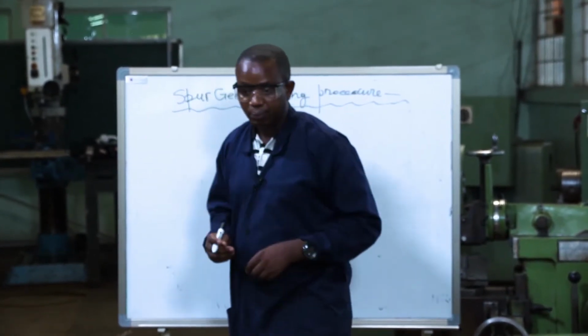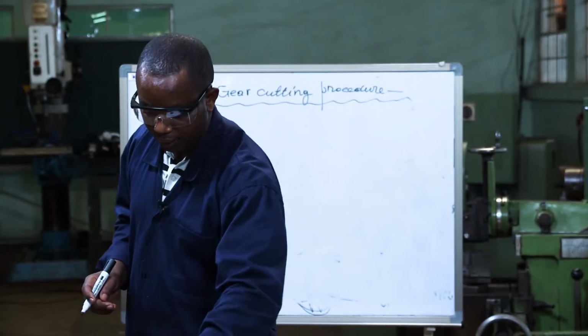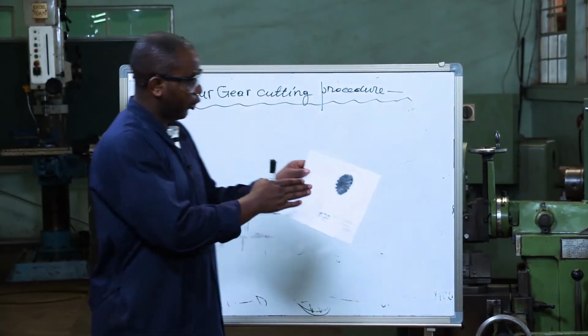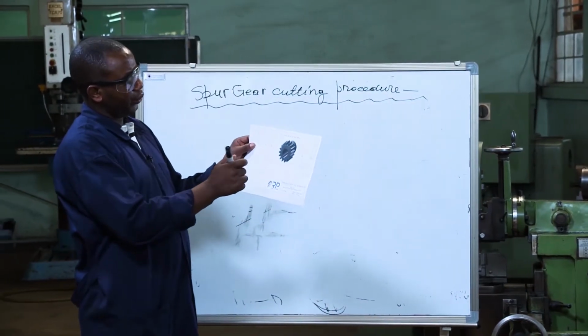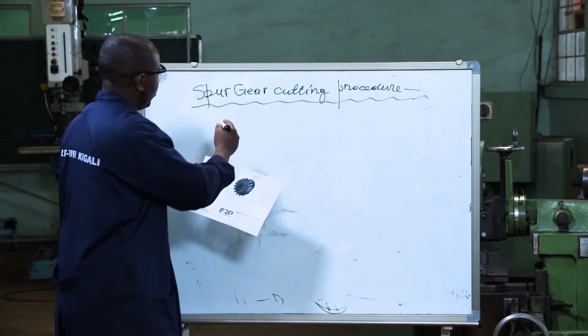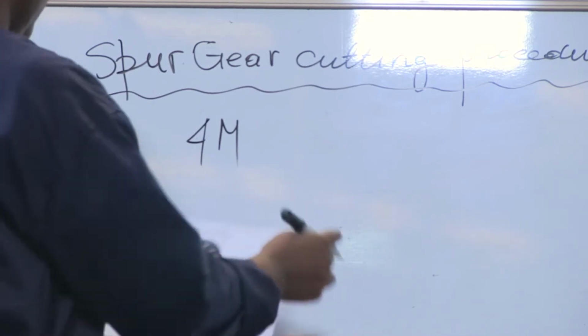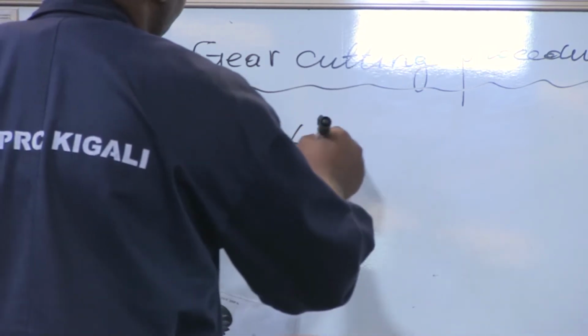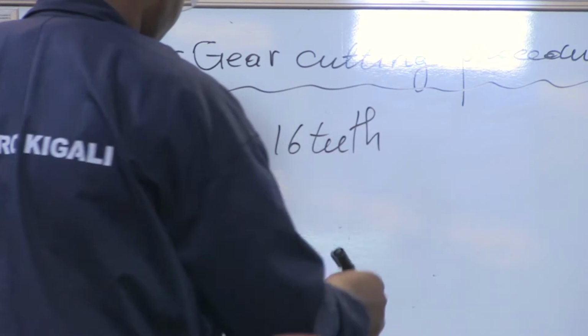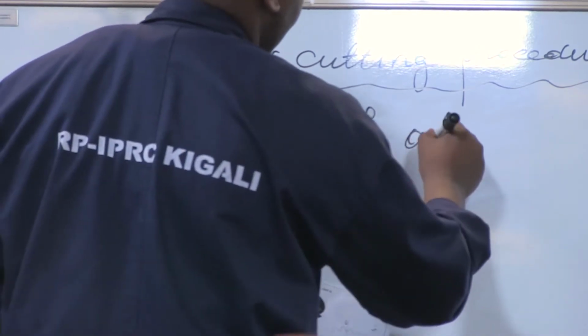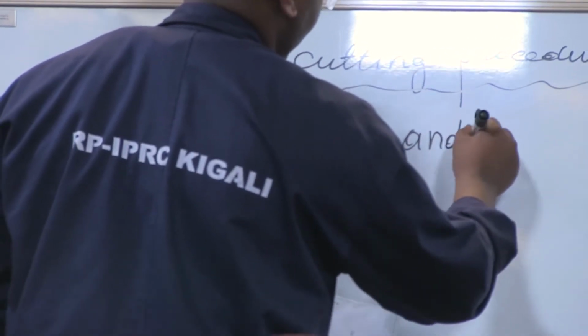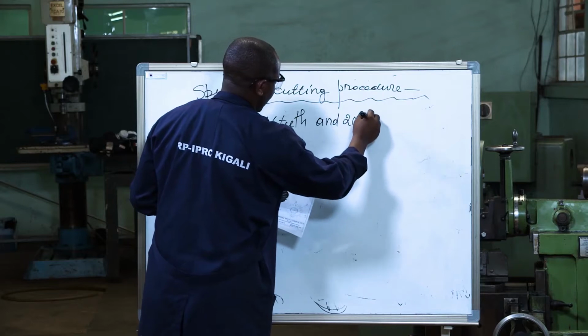First one, when you check on your drawing, you see the gear you have is module 4, 36 teeth, and 20 pressure angle, 20-degree pressure angle.